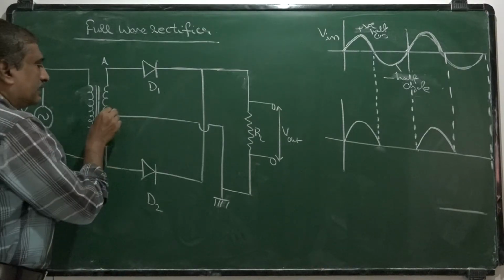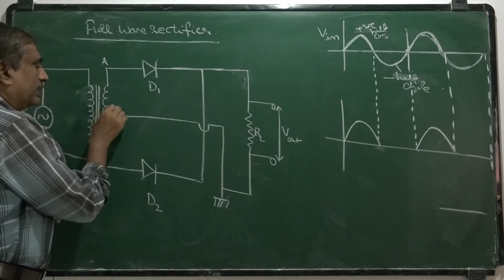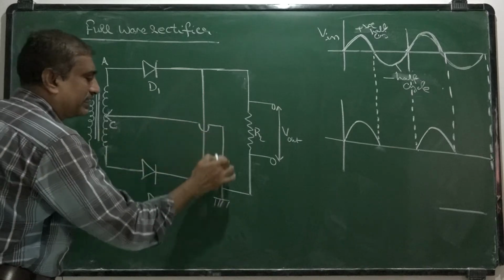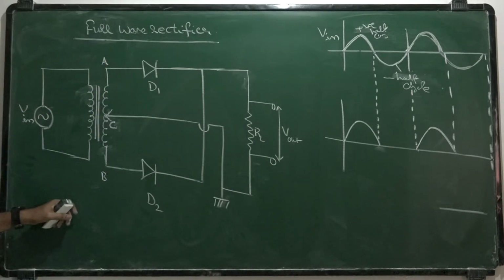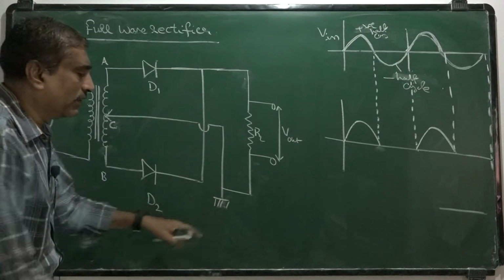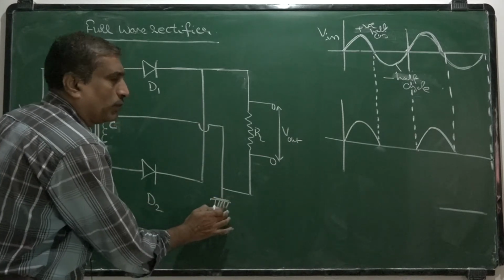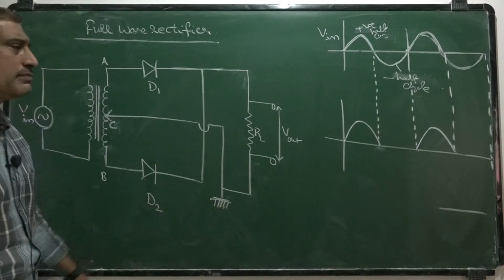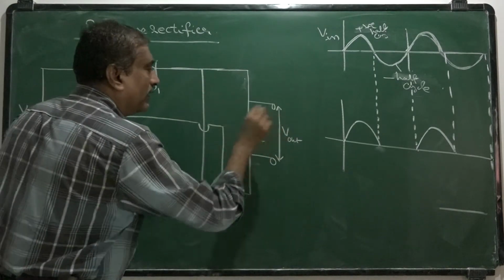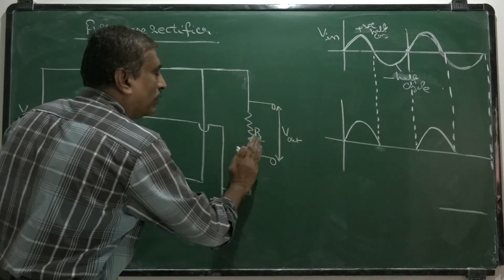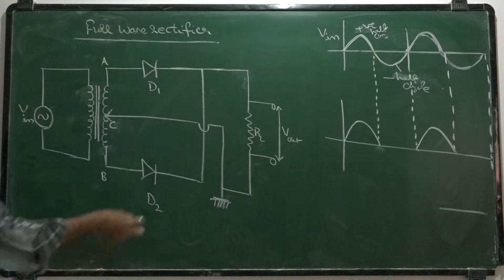And there is a special arrangement called the center tap, which is connected to the load through the load resistance R. This is grounded, that means it is always at zero potential or negative potential. Now this is the circuit, and the output is taken across this load resistance RL.